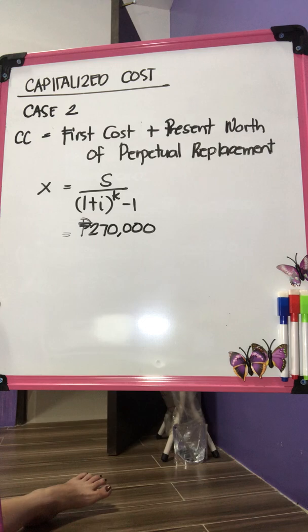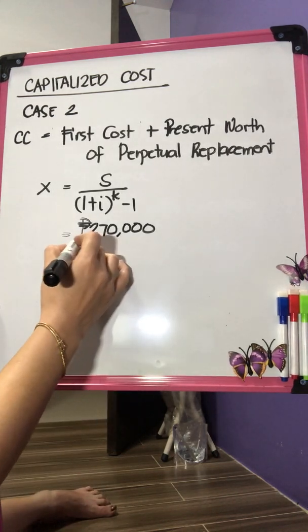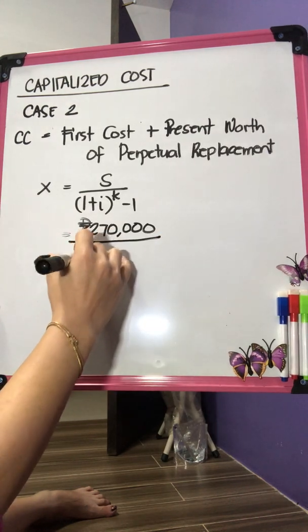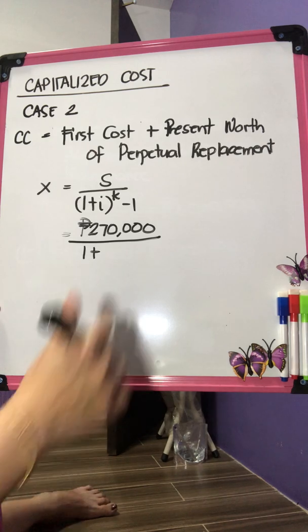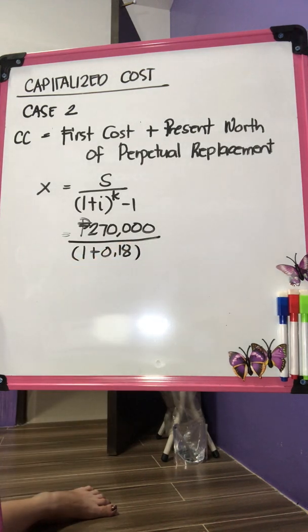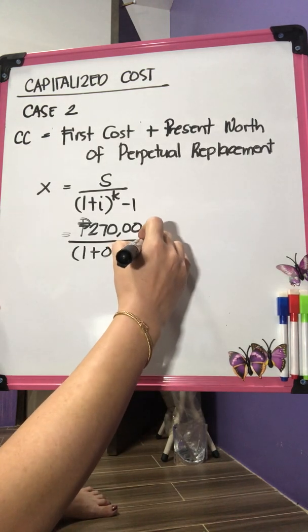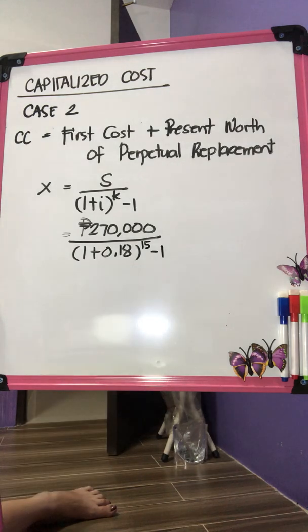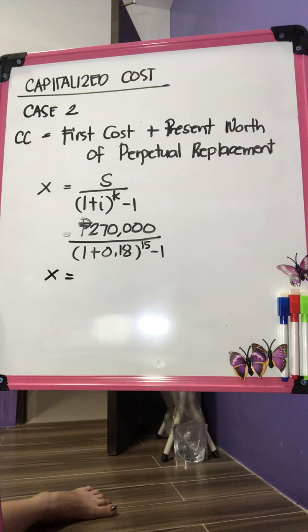Di ba? So, 270,000 pesos ang kailangan natin para ma-replace natin siya kasi may salvage value pa tayo na 30,000. Okay. All over. 1 plus yung i, that is the rate of interest, which is equal to 18%, so 0.18. Okay, raised to k, ang k, again, this is the useful life. So, sabi dito sa problem, ang useful life daw niya ay 15 years, kaya raised to 15. Okay, minus 1.